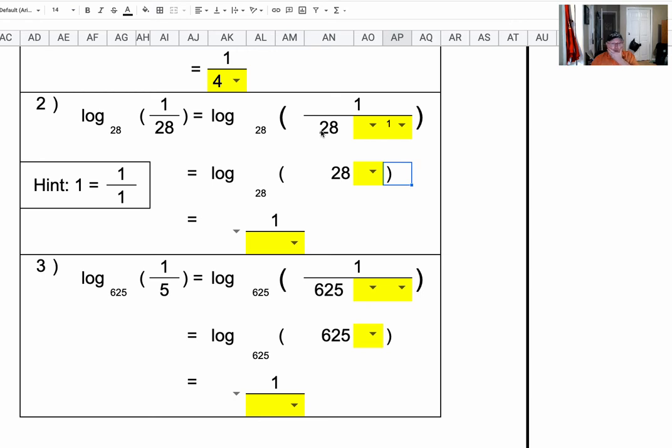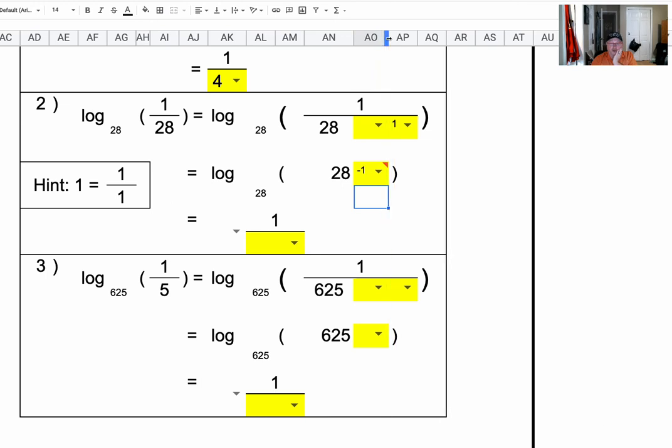So I've got 28 to the 1. 28 is 28 to the 1, but I need to show that in the numerator. So that says 1 divided by 28 once. Dividing by 28 once is represented with an exponent of -1. And if ever you don't find the number in the drop-down list, you can just type in the number that you think it should be. And then what's the answer to that? Well, what exponent do I put on 28 to make 28 to the -1? It's going to be -1.